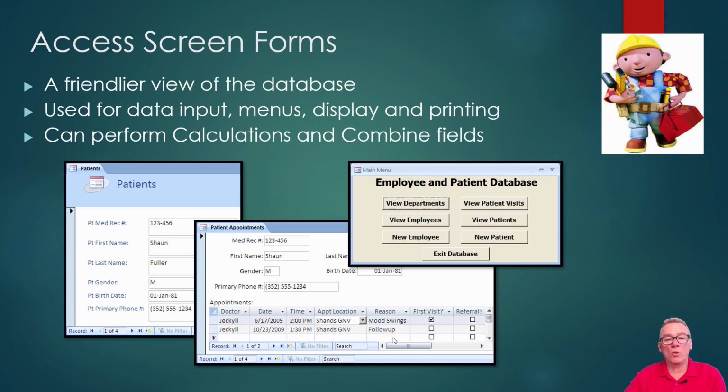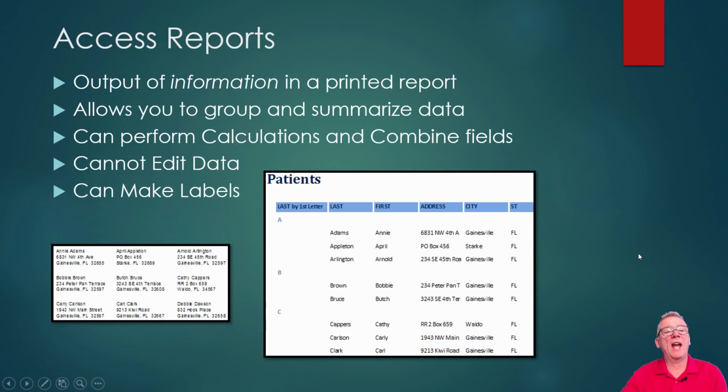We have forms. Forms make it a lot easier to enter information in, and you can have menu forms as well. So you can set up a main menu called a switchboard in Access, and we'll be learning how to do that. You can get reports out of Access, which format the data, make it look nice. You can then print it into a PDF and email it to people. You could even be old school and print it out on paper if you wanted to.